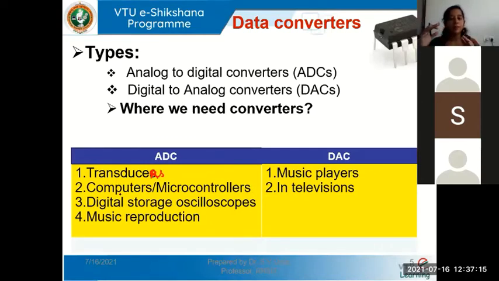And after that, at the receiver, you're going to receive the signal, and the receiver can also reproduce it by converting from digital to analog. It will give us back the voice or music. So these are some of the applications of ADCs and DACs.